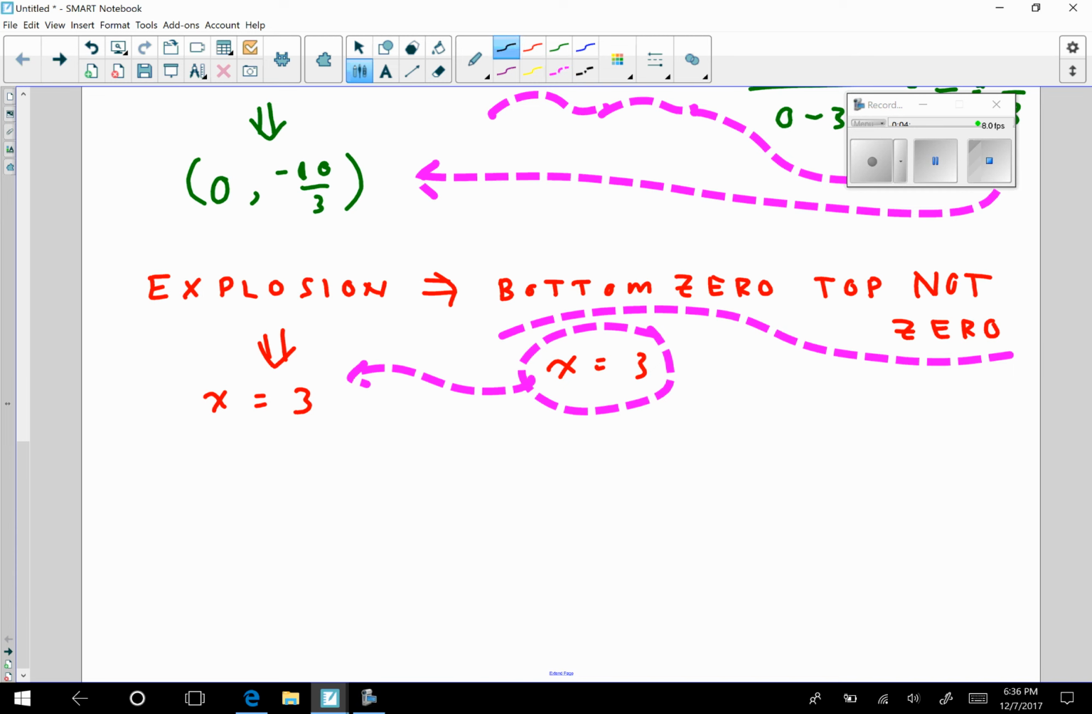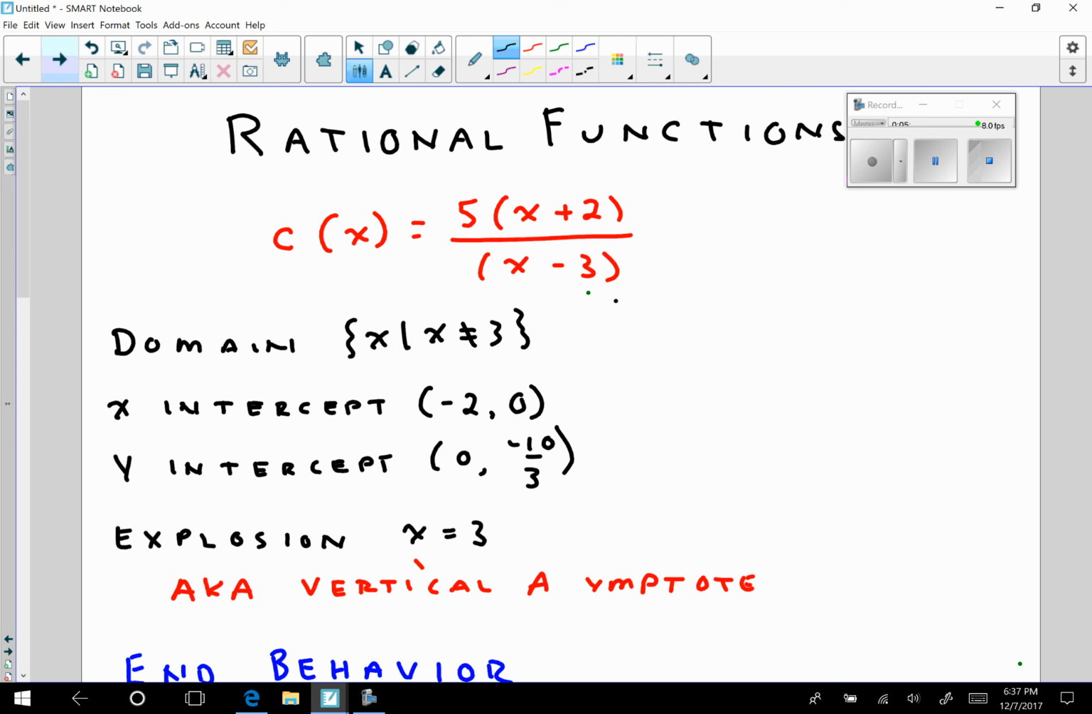And we know that explosions are also known as vertical asymptotes. This is a big term next year in calculus, but it is enough for us to know now what an explosion is on the graph. The graph explodes. So let's see what we have thus far.